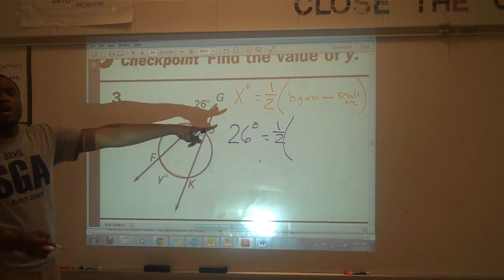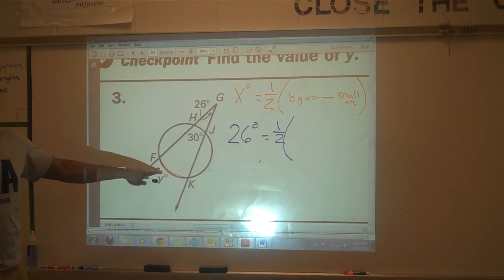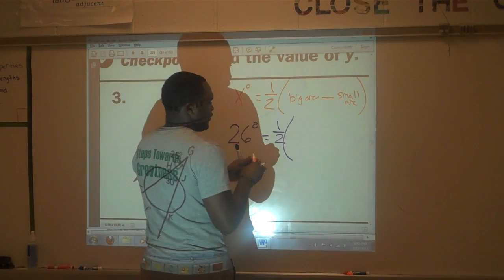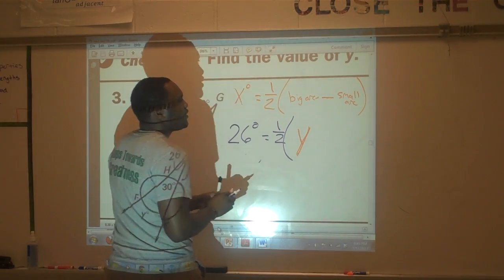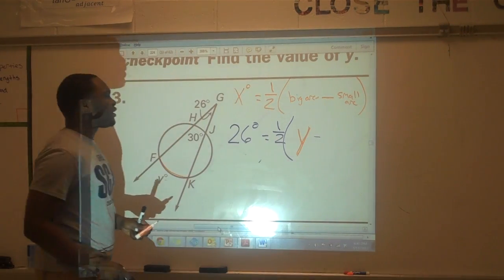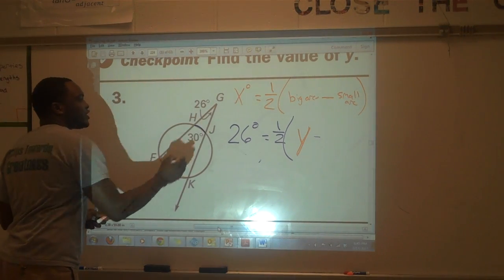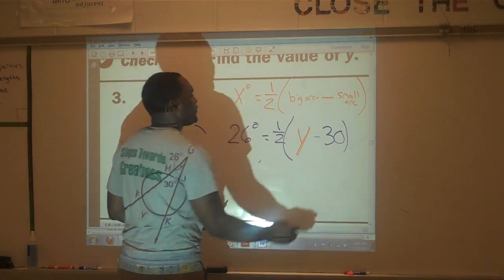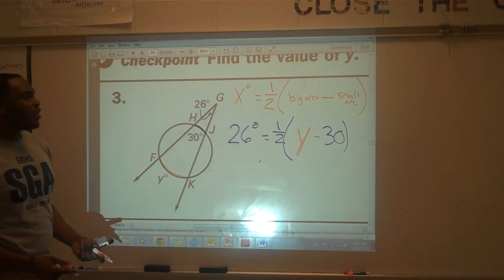Now, big arc. Do we know what the big arc is? Well, no, that's actually what we're looking for. They call the big arc y, so let's call it y. 1/2 of y minus the small arc. And what's the small arc? You see that the small arc is 30 degrees. 1/2 times y minus 30. So, let's simplify this one step at a time and solve for y.